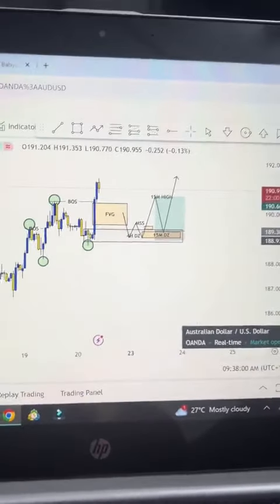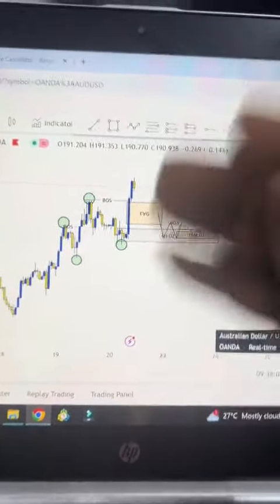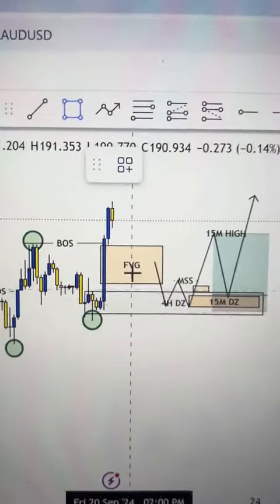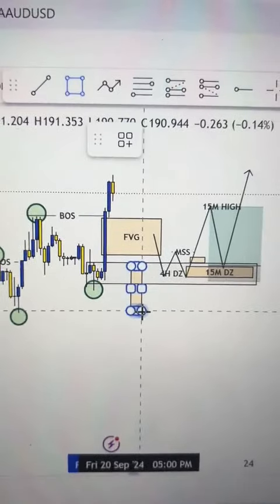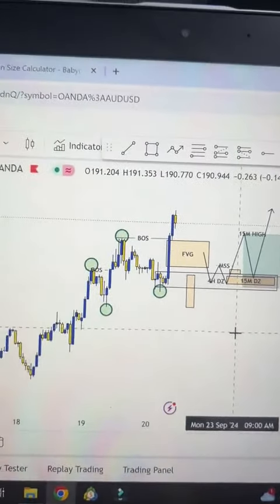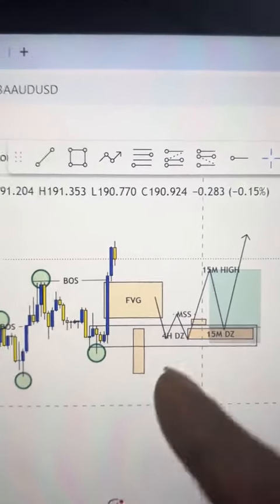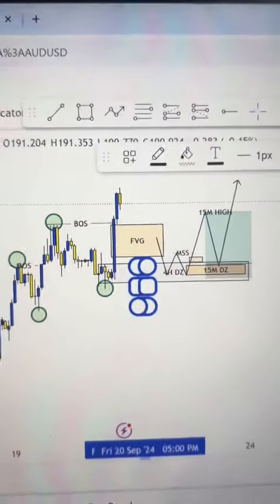I look for opportunity. I will never drop signals for you. I will just drop my trade setup. Now the thing is this: make sure when the market retraces, it does not break and close your recent low. It did not. Make sure you see a 15-minute market structure shift inside that zone. The day the market breaks and closes, delete the setup.